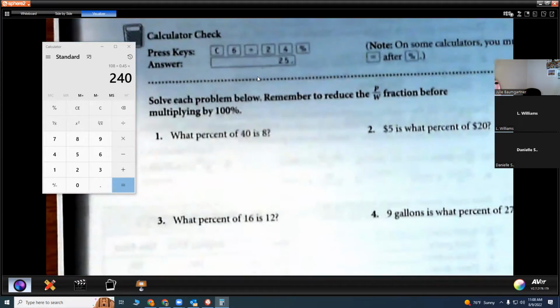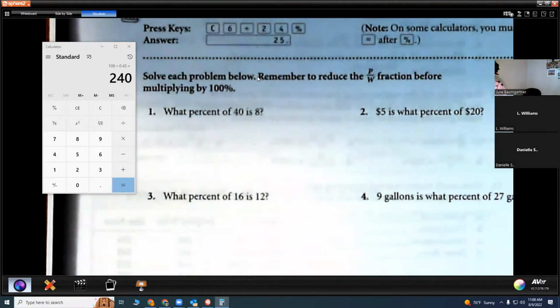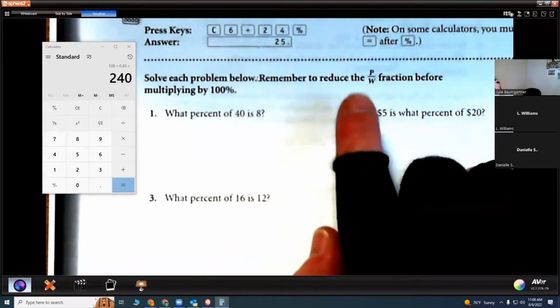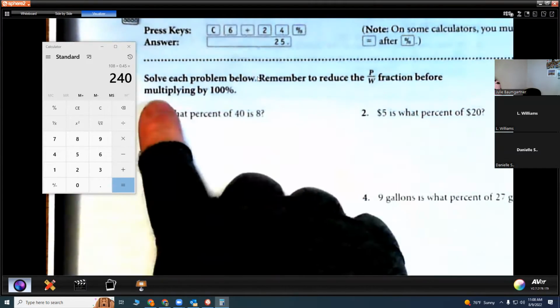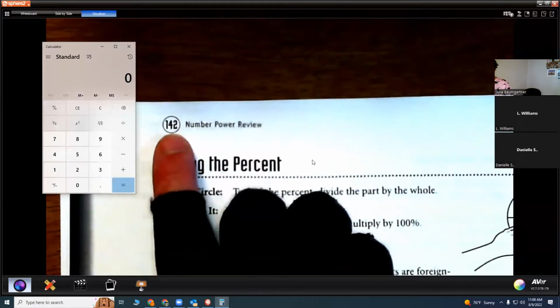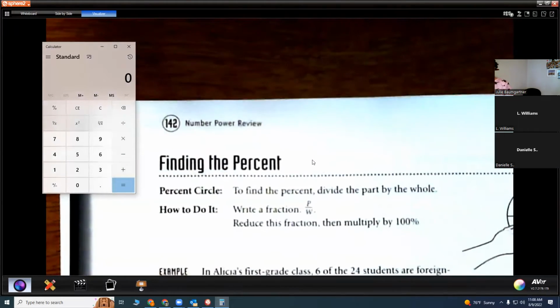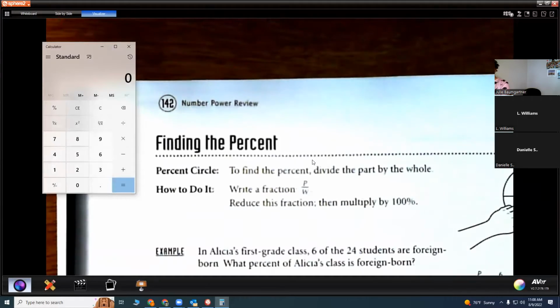So I feel like we've gotten this down pretty well, so I don't know if we need to practice in class. But just remember, when you're trying to find the percent, you take the part and divide it by the whole, and then what you can do is multiply by 100, and then you would get your percent. This is page 142, where it says finding the percent. So it's the 6th page in our packet.